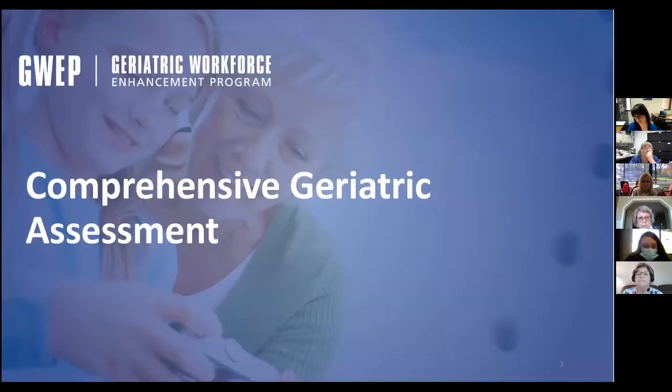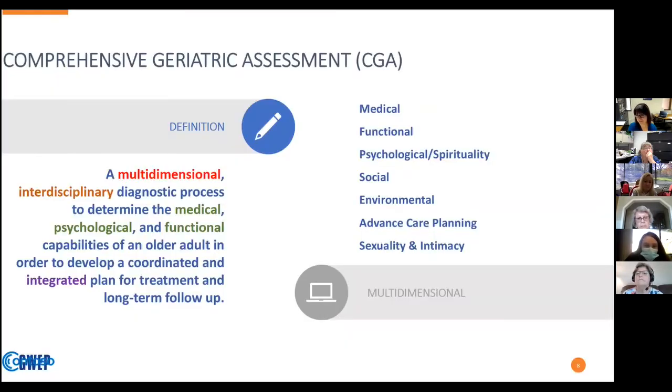So what is a comprehensive geriatric assessment? And that's really putting all of these pieces together. So it's a multidimensional, interdisciplinary diagnostic process to determine medical, psychological, and functional capabilities of an older adult to develop a coordinated and integrated plan for treatment and long-term follow-up. So that's a mouthful. And what it means is that we work together as an interprofessional team to look at the medical, functional, psychological, spiritual aspects, everything that goes into that concept of health, and really looking at it from that World Health Organization concept of health, that big broad definition.